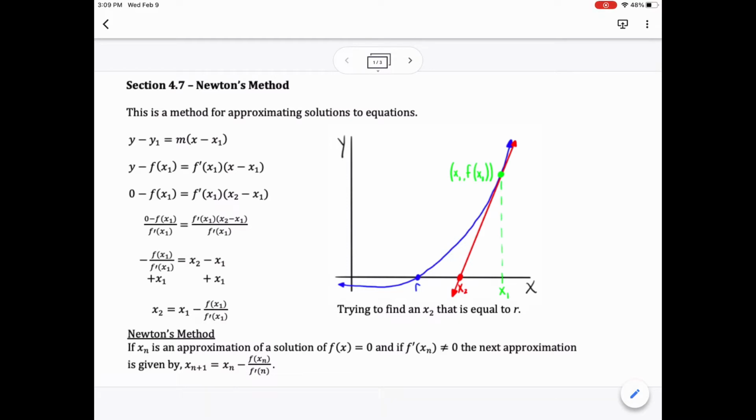And so this is where I can actually use this iteration to help me closely approximate where that x-intercept is when it's not an integer or a terminating decimal, in most cases. So let's go ahead and jump in.